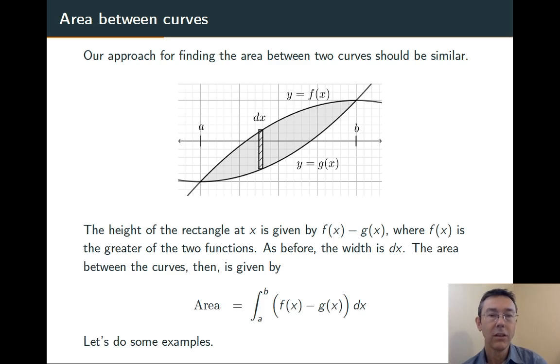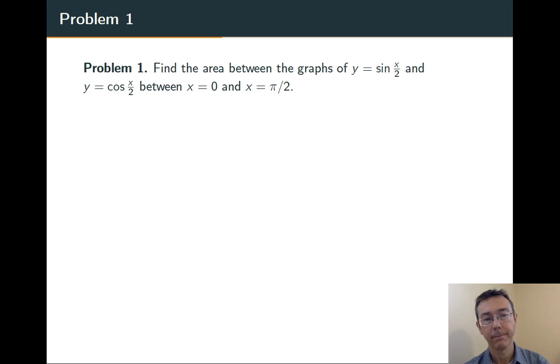That interpretation gives us this formula. Area between those curves is going to be the integral from a to b, f of x minus g of x dx, where f of x is the graph on top. Let's do a couple of examples.